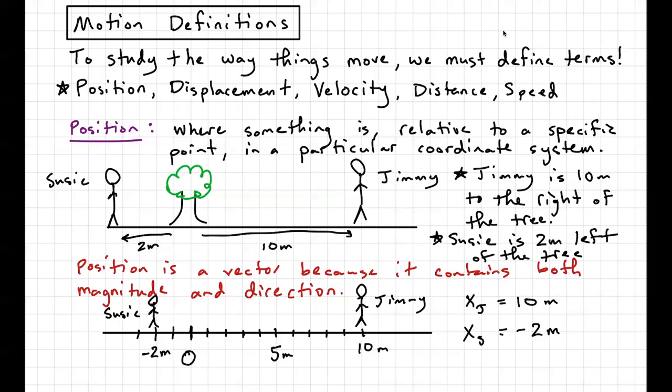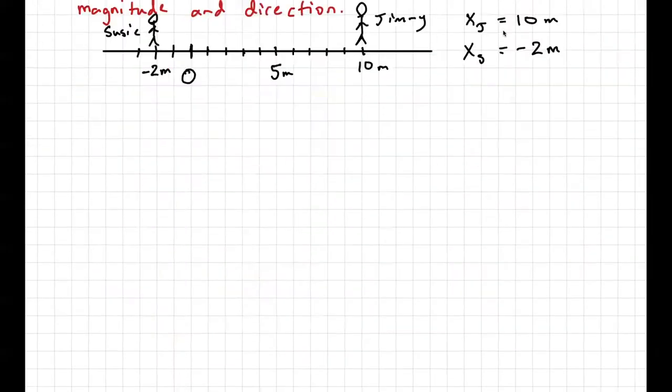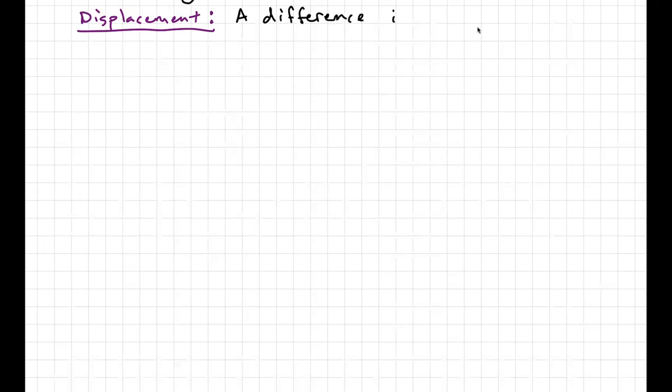Okay, next definition we're going to talk about is displacement. A displacement is a difference between two positions in the context of motion. What we mean by that is a difference in initial and final positions for something in motion.